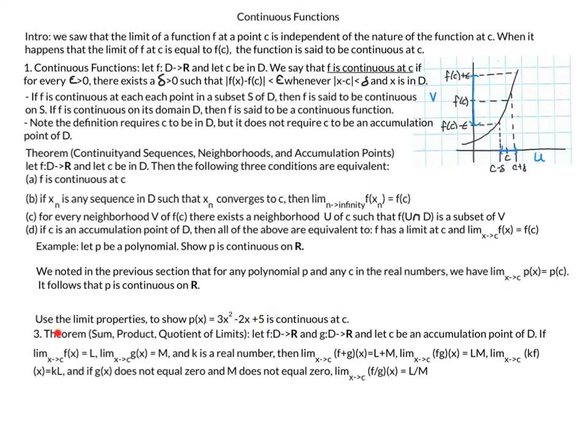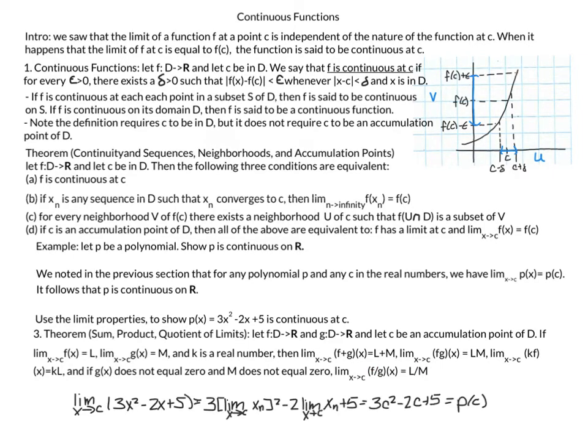And then using this theorem from the previous video, which talked about the sum, product and quotient of limits. Here's the result: if we have the limit of f of x as x approaches c equals L, and the limit of g of x as x approaches c is equal to m, and k a real number, then the limit of f plus g of x as x approaches c is equal to L plus m. For multiplication, you just multiply the two limits, and if you have a scalar times f, then you can just pull out the scalar. And for the division, you could have L divided by m.